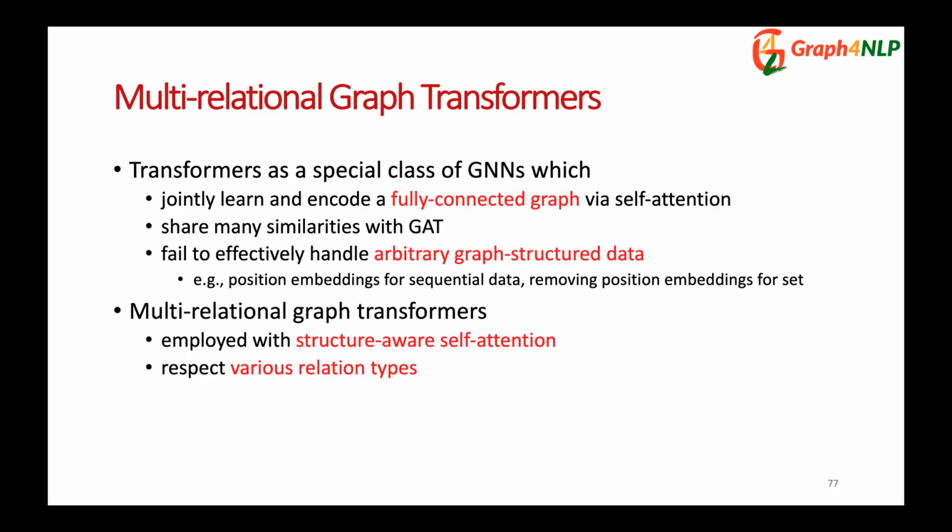So here, multi-relational graph transformers try to combine the benefits of both the transformer models and the GNN models by introducing two specific features. One is to employ a structure-aware self-attention mechanism. And the second feature is that it respects various relation types in order to better handle multi-relational graphs.